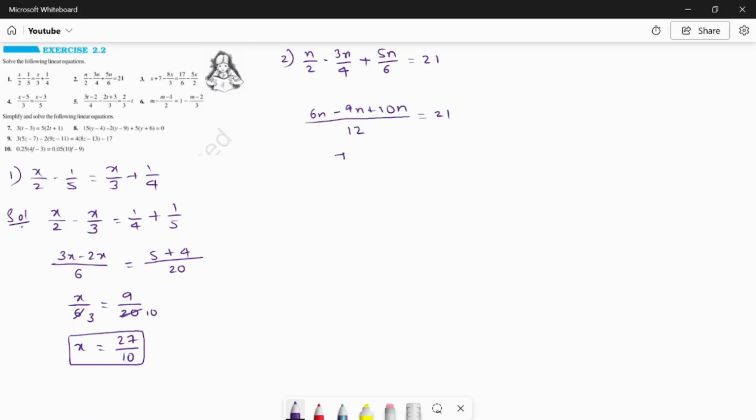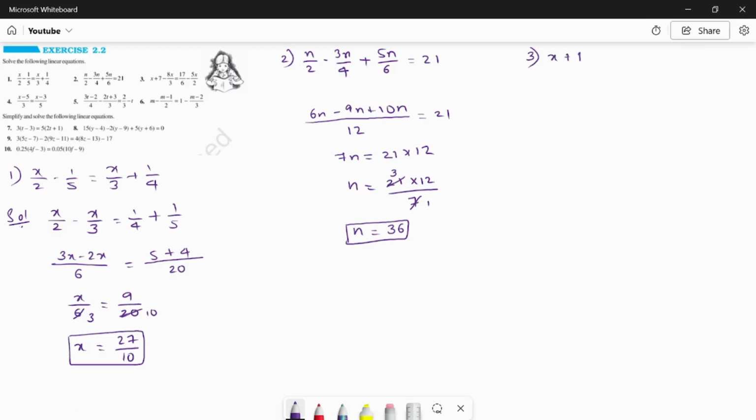Now, 7n equals 21 into 12. n is equal to 21 into 12 divided by 7. 7 ones are 7, 7 threes are 21. n is equal to 36. Now, third question.